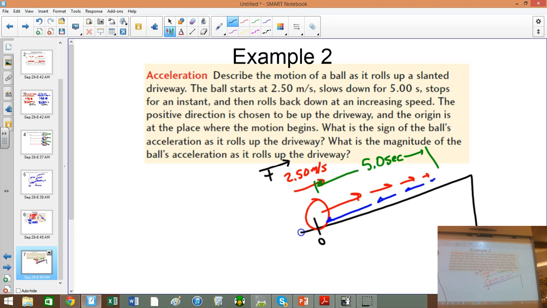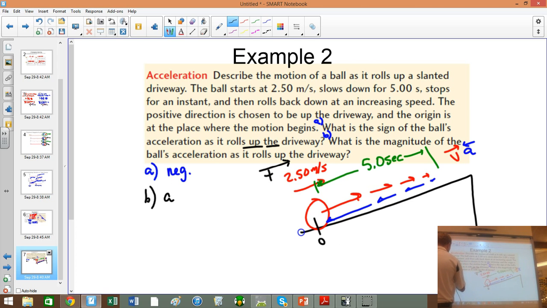It says, what is the sign of the acceleration as it rolls up the driveway? So as it's going up the driveway, I'm traveling in this direction, but I'm accelerating in that direction. I'm slowing down. So for this first one, I'll just call it part A. What's the sign of the acceleration? That's going to be negative because it's accelerating downhill.